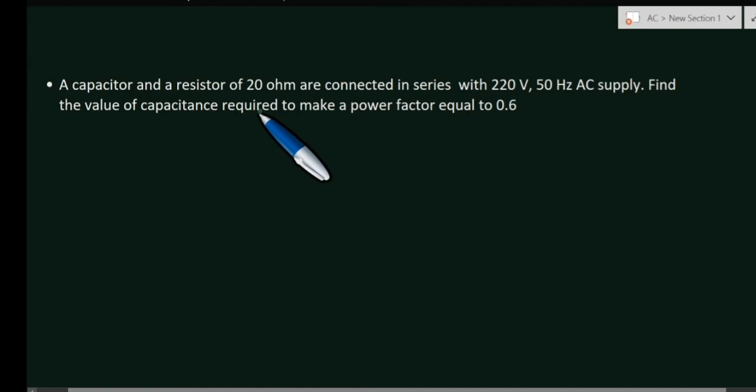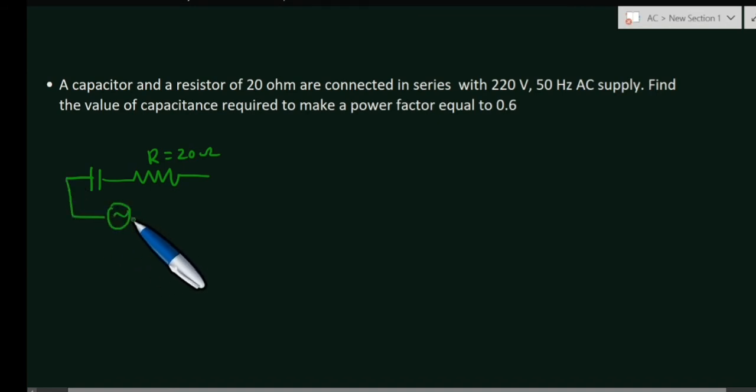A capacitor and a resistor of 20 ohm are connected in series with a 220 volt 50 hertz AC supply. A capacitor and a resistor of 20 ohm are connected with an AC source, where Vrms is 220 volt and the frequency is 50 hertz.